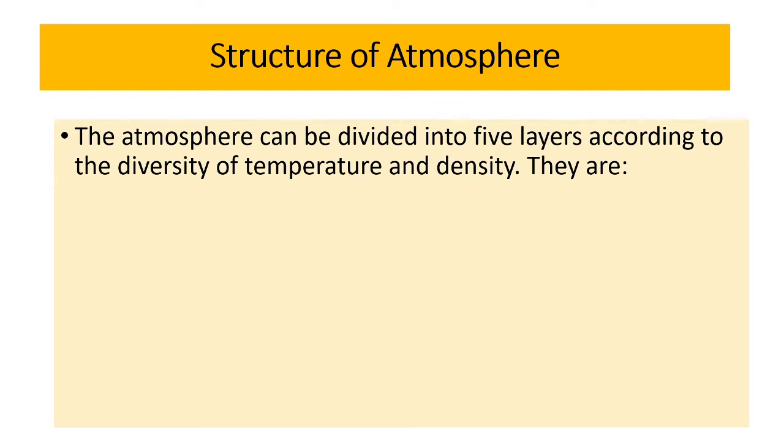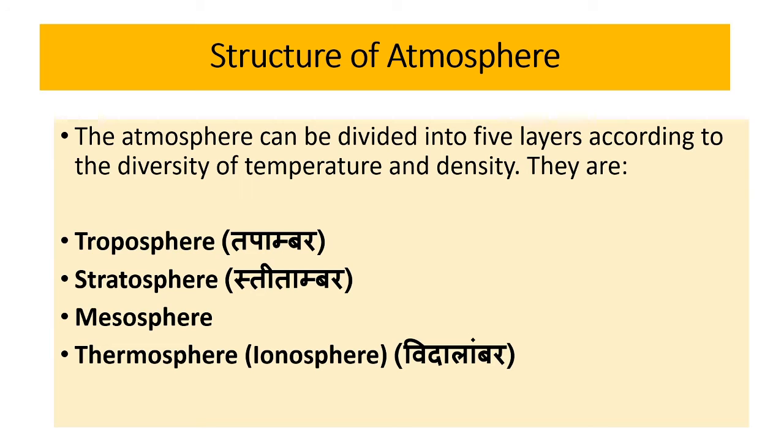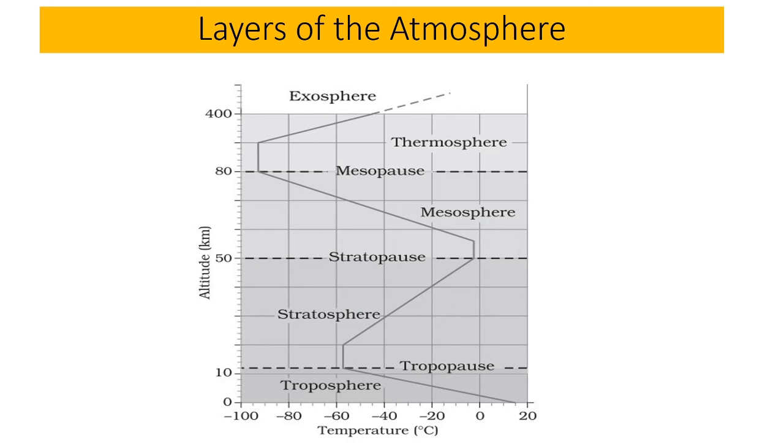Now, the atmosphere can be divided into five layers according to the diversity of temperature and density. These five layers are: first one is troposphere, second one is stratosphere, third one is mesosphere, fourth one is thermosphere, and the final one is exosphere. So this is the figure which shows the layers of the atmosphere.